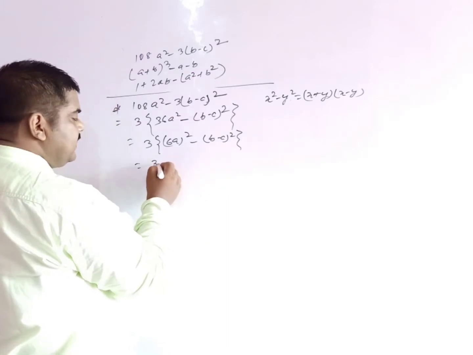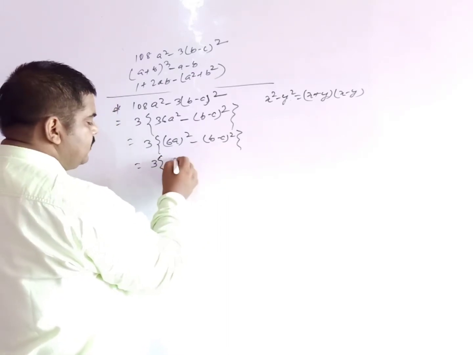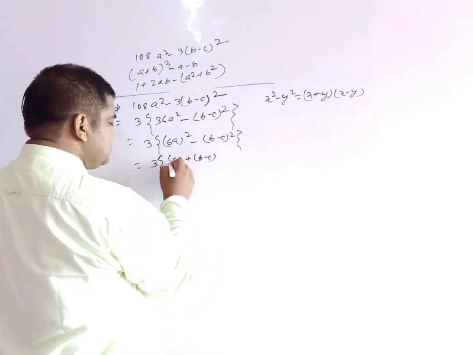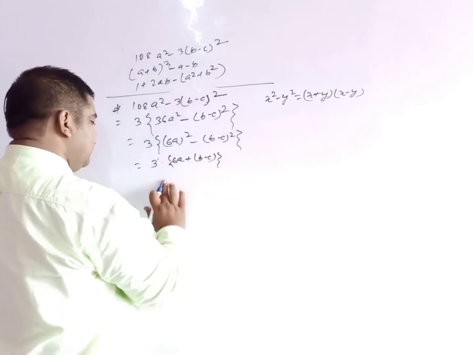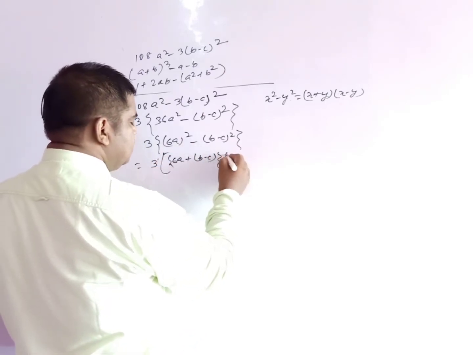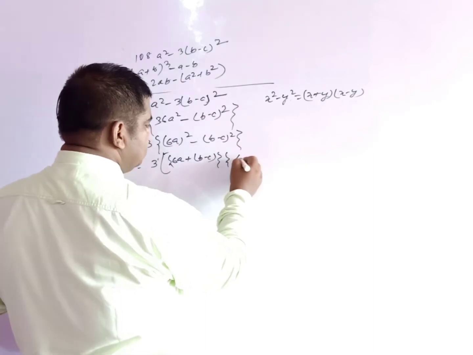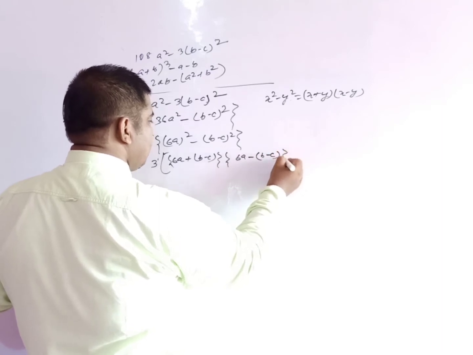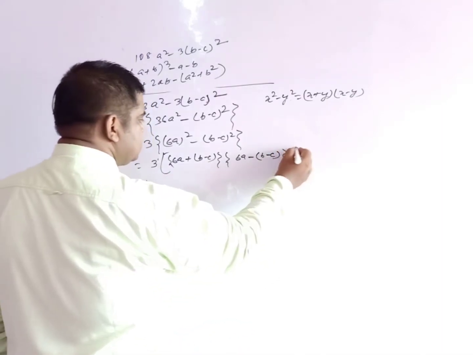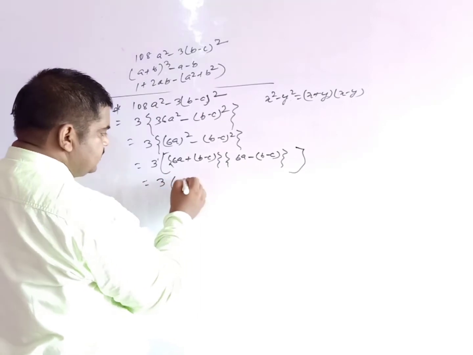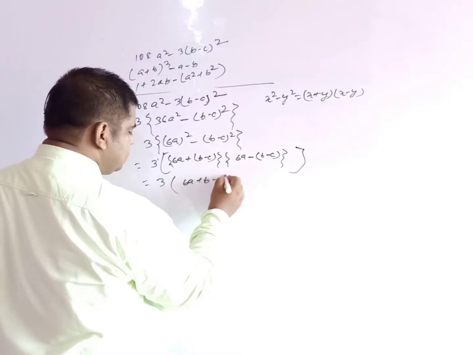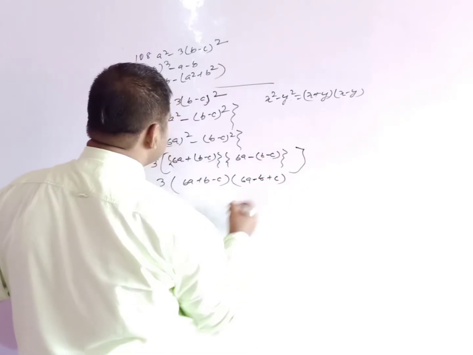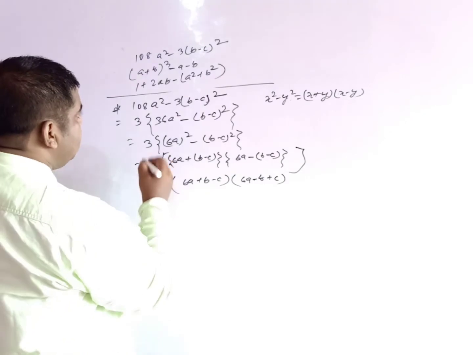You have to just apply the same identity, and what will be the identity? 6a plus b minus c. This is the first one, and now you can write down x minus y, so 6a minus b minus c. And now you can just see 3 into 6a plus b minus c and 6a minus b plus c. That is the solution of the first question.